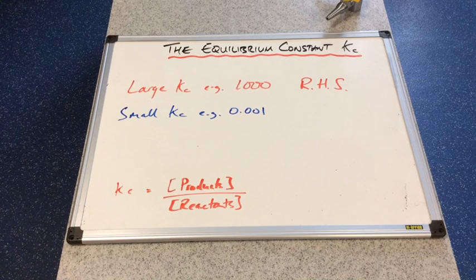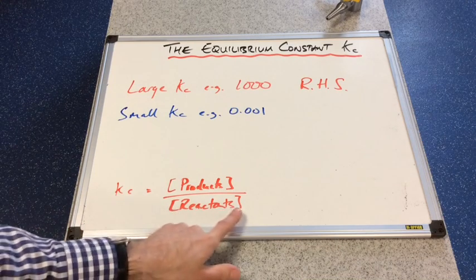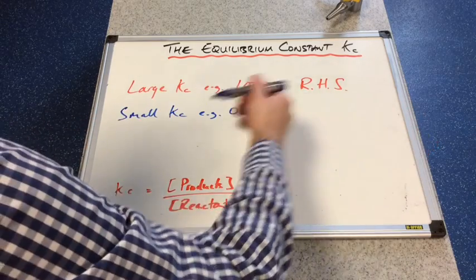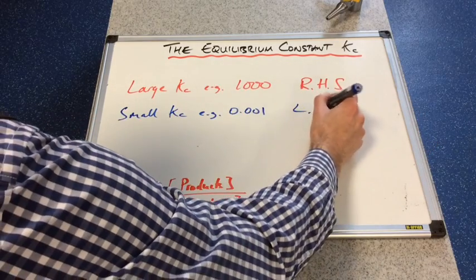If you've got a small value for Kc, obviously the reactant concentration at equilibrium is higher than the products, and so the equilibrium's gone this way, so it's left hand side.